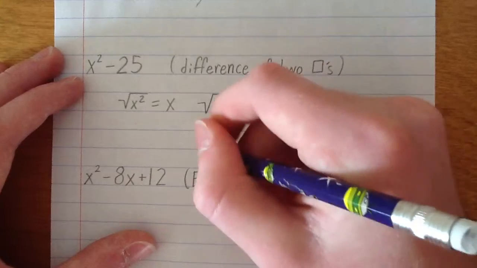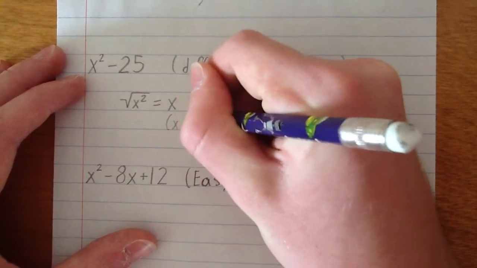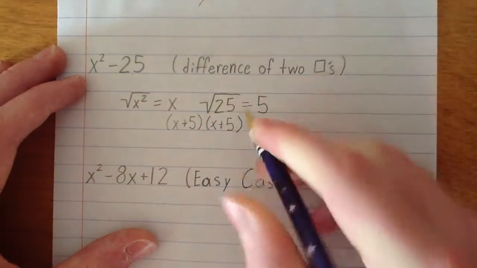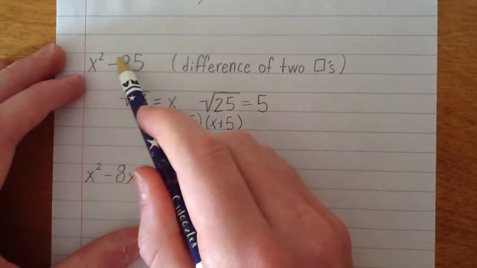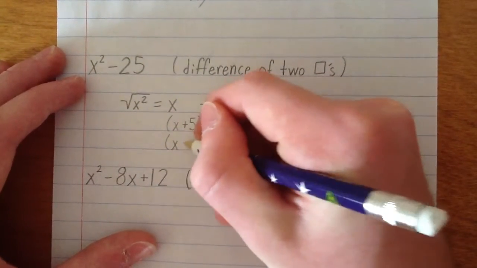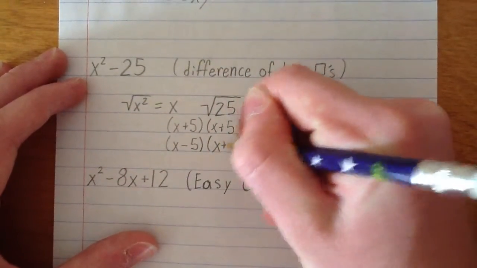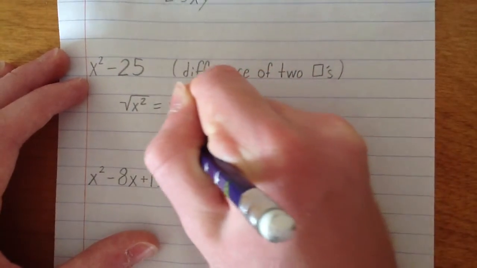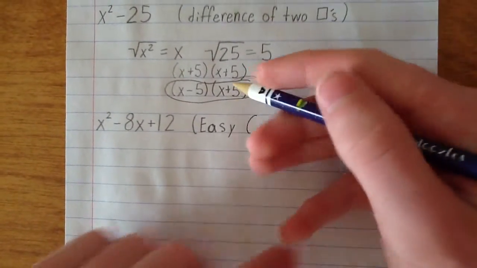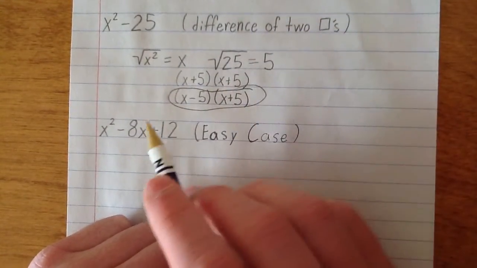So how we're going to write this will be like this: x plus 5 and x plus 5. But that would be equal to just 25. But since we have negative 25, we have to make one of them negative, so let's just do the first one. So that's how you would write it. We could have done it this way if it was just regular 25, but then it wouldn't be a difference of two squares.